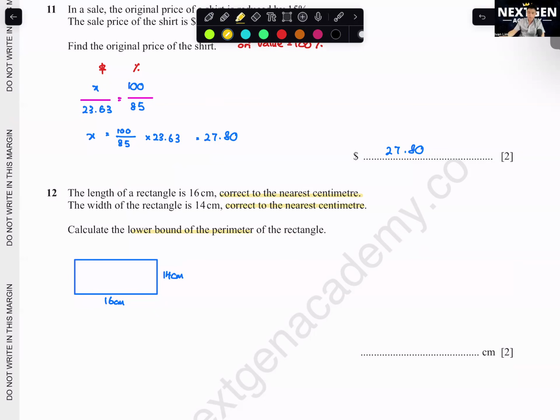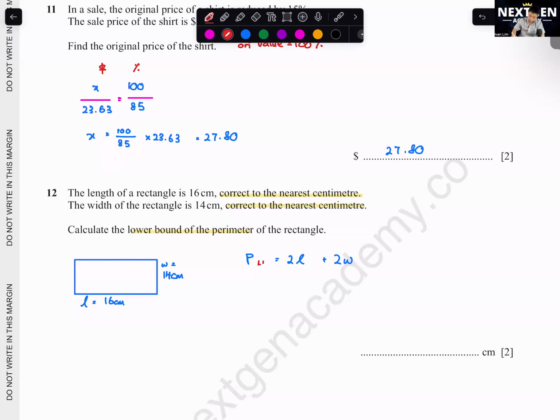That is how we find our upper bound and lower bound. Okay, to find perimeter, perimeter is made of what? This is length, this one is width. We first have to understand a perimeter is made up of 2 length plus 2 width. Two variables add up together.